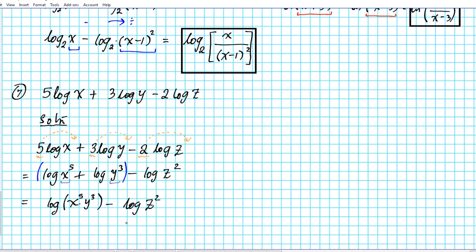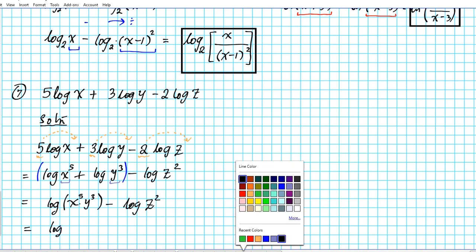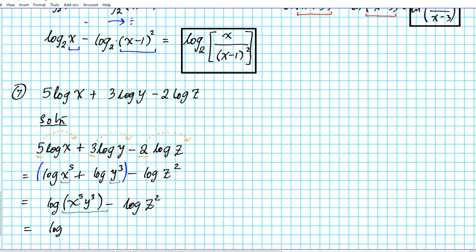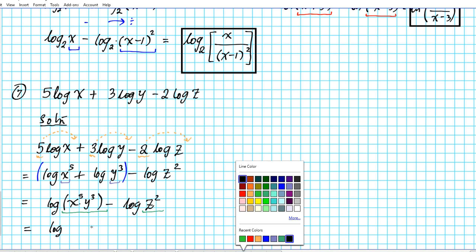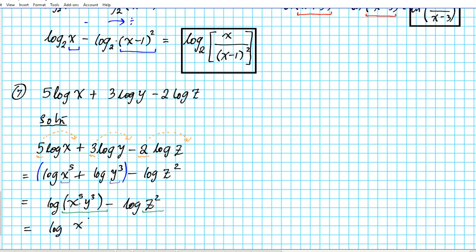We are now going to use the quotient property of logarithms because we have a difference, and this minus is going to become a division to finish this off. So our final answer will be log of, we're now going to write this as the quotient of our logarithmic arguments, x to the 5th times y to the 3rd, and z squared. So that's going to become x to the 5th, y to the 3rd, divided by z squared. Ladies and gentlemen, that is the final answer for problem number 7.